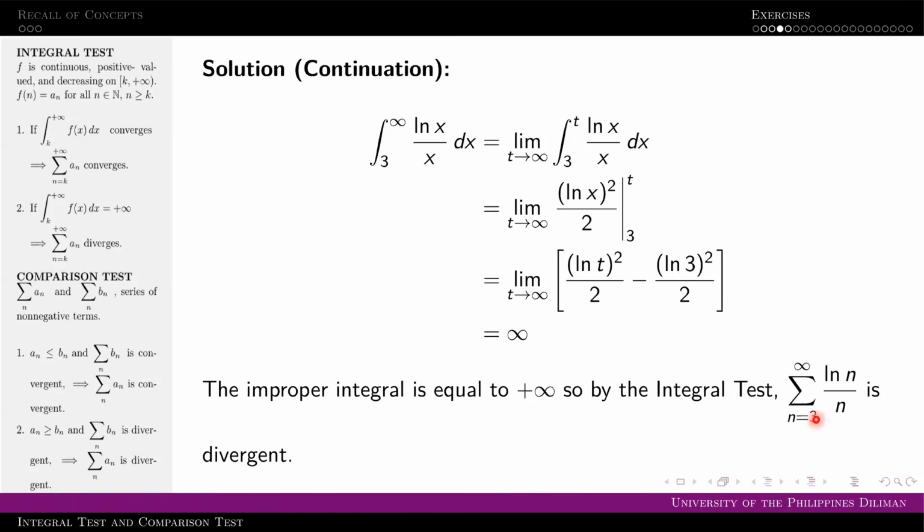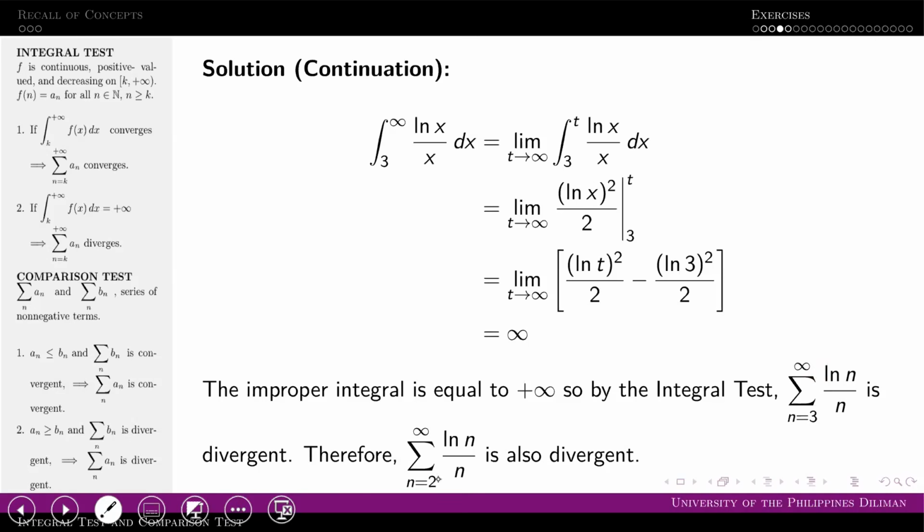In fact, the series from 3 to infinity. But again, removing the first few terms of our series does not affect its convergence or divergence. So, pwede natin i-conclude na yung from 2 to infinity should also diverge. So, we have proven it using integral test. Can we apply comparison test on this series?